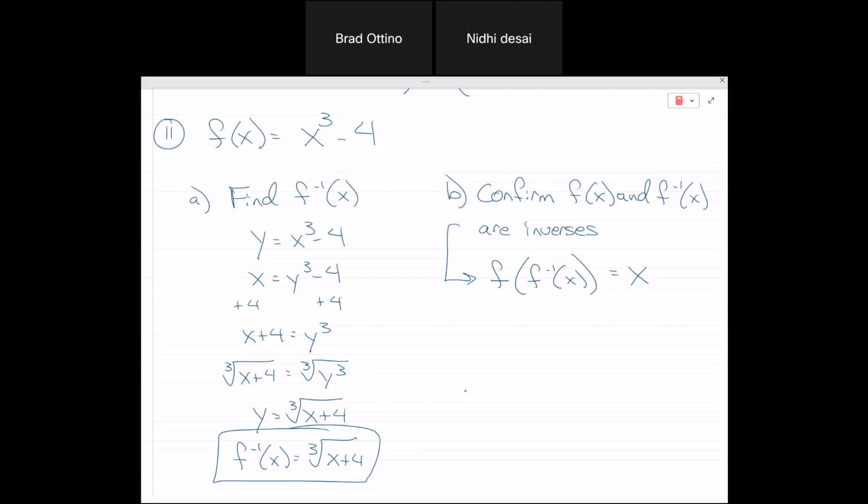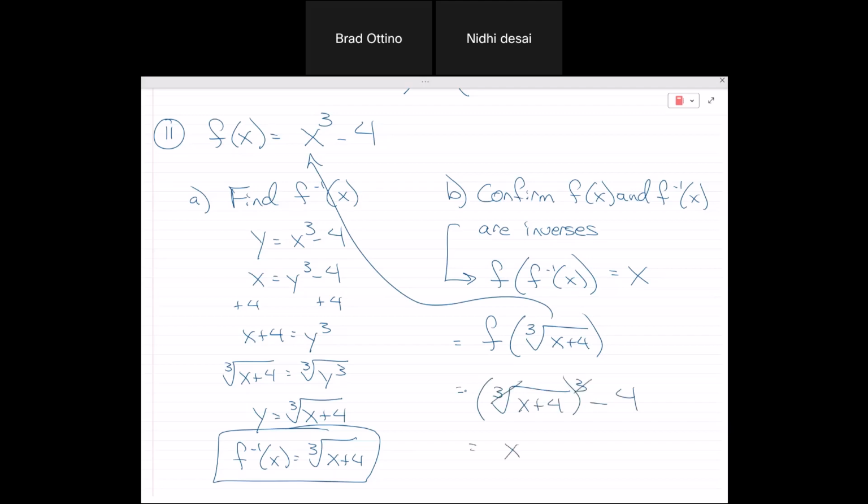So let's go ahead and do this here. It looks like the inverse was the cubed root of x plus 4. And we're going to go ahead and plug that in for the f in f of x. So we're going to cube that. And then we just get x plus 4 minus 4, which gives us x.